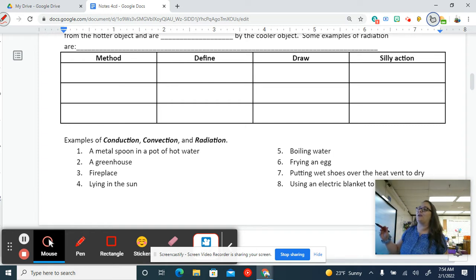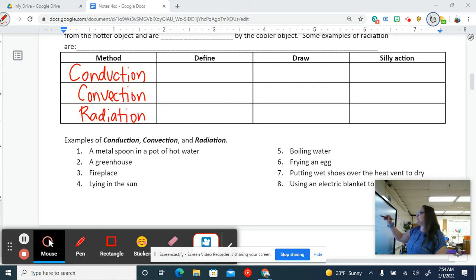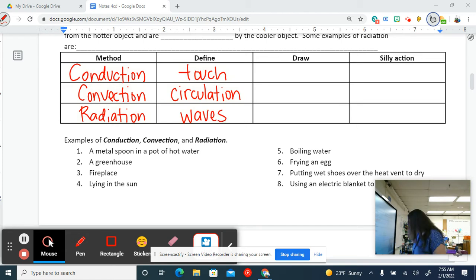All right, so down here at the bottom, we're just going to fill in our little chart to help us remember. So we have what our three methods are, right? So we've got conduction, convection, and radiation. So definition for conduction, touch. It's when the two objects touch. Convection is circulation, and radiation is waves.